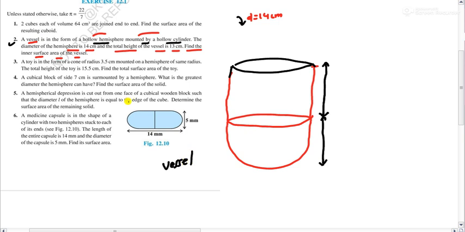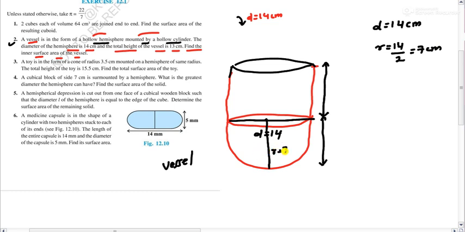Now read the question again. The data, the diameter of hemisphere is 14. So this part is called as diameter, which is 14, right? So if diameter is given as 14 centimeter, what will be radius? It is half of that, 14 by 2, which is 7 centimeter. It means from here to here it is 7 centimeter. So let me write it here also.